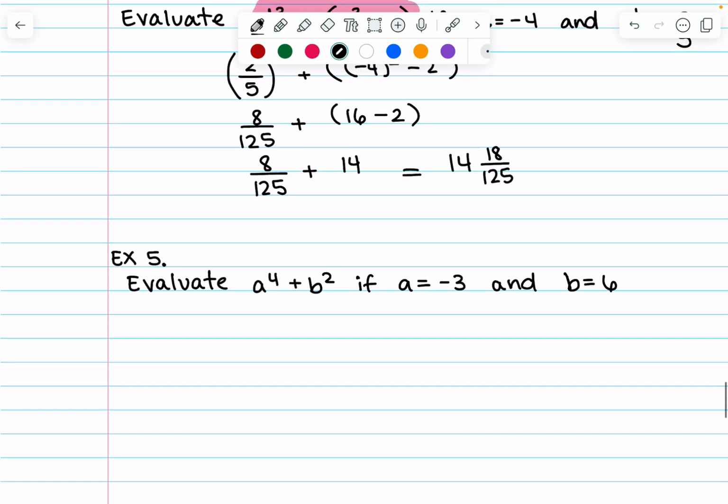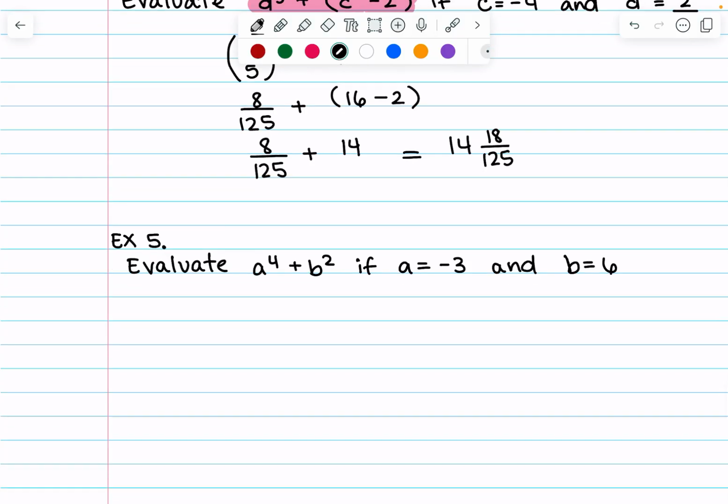Next, go ahead and pause the video. Try this one on your own. Okay, this one is not going to have fractions in it. It's going to come out nicely. Okay, you should have paused the video.